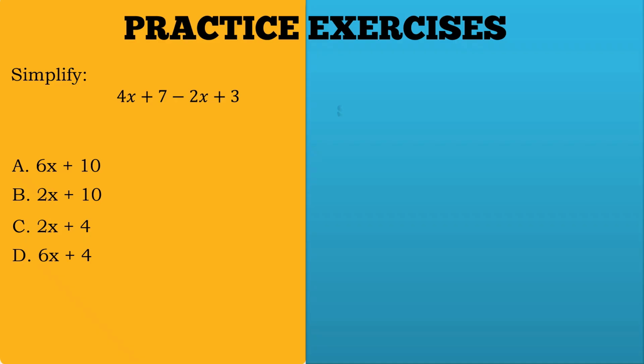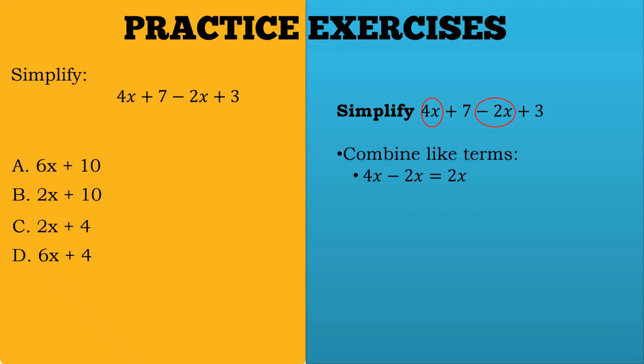Alright, let's simplify this expression. First, we're going to combine like terms. So 4x minus 2x is equal to 2x. Next, 7 plus 3 is equal to 10. Then let's just put it together. So 2x plus 10. And our answer is letter B.